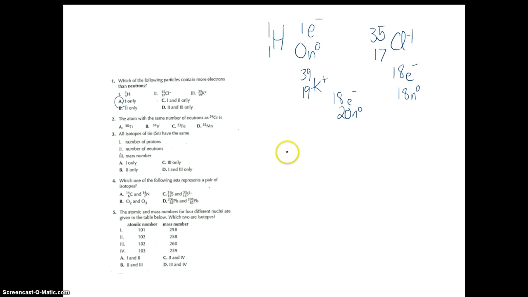Question 2 says the atom with the same number of neutrons as chromium-54 is, well, for this one we've got to hit up the old periodic table, which is no problem. We have to hit up the periodic table because although we have mass numbers, we also need atomic numbers. So chromium with 54 for a mass number, we find it on the periodic table, has 24 for its atomic number, which means 30 neutrons.